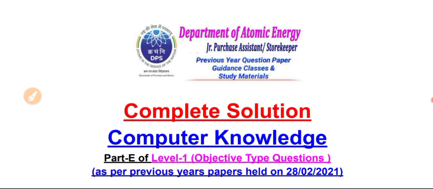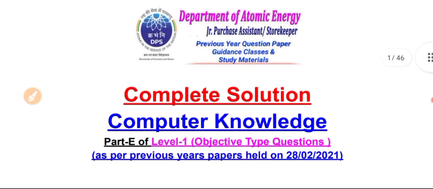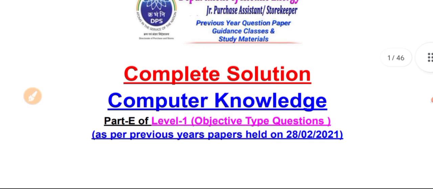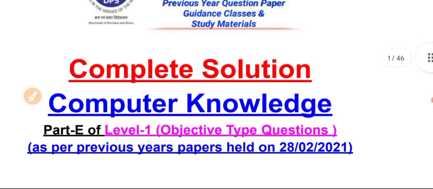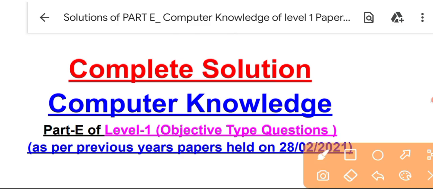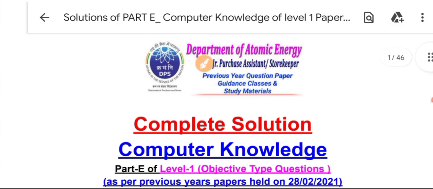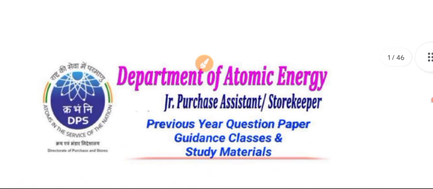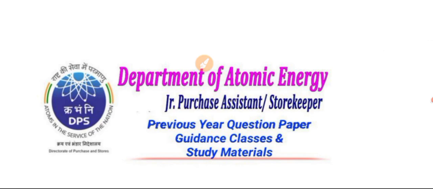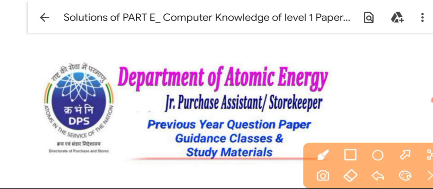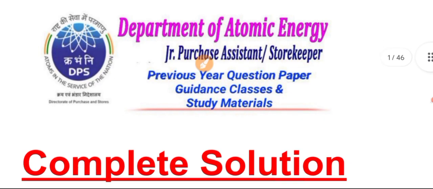Today I will discuss the complete solution of the Computer Knowledge part, level 1 objective type questions that were asked on 28 February 2021. I hope this video will be useful for your competitive exam, which was recently held on 2 July by the Department of Atomic Energy for the posts of Junior Purchase Assistant and Junior Storekeeper.